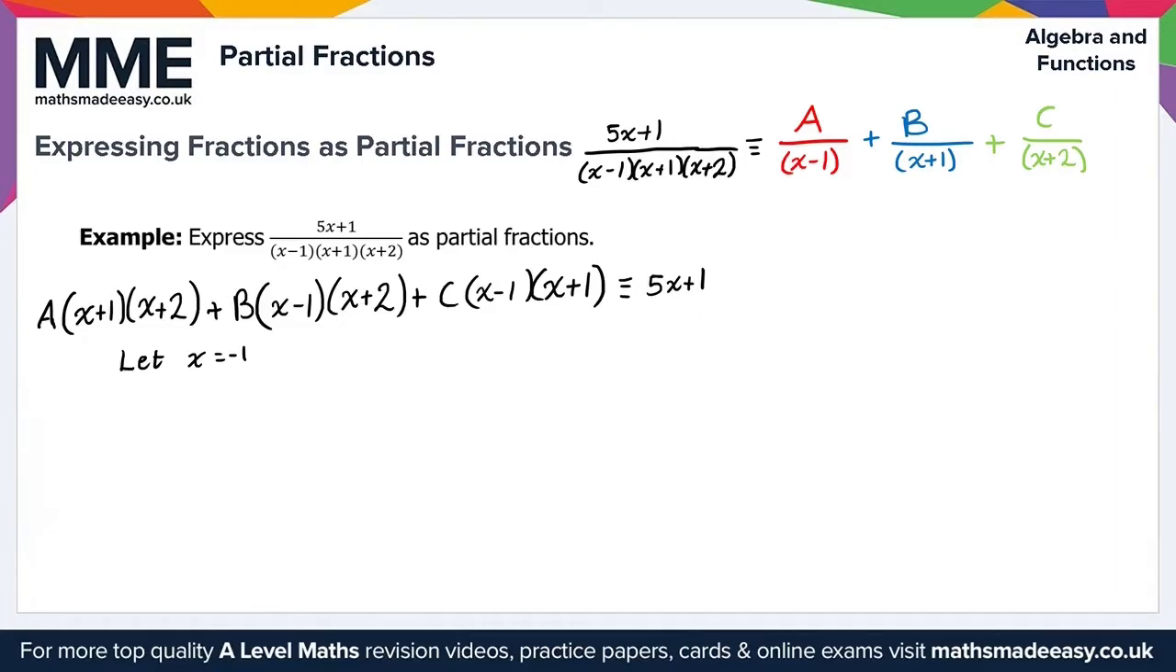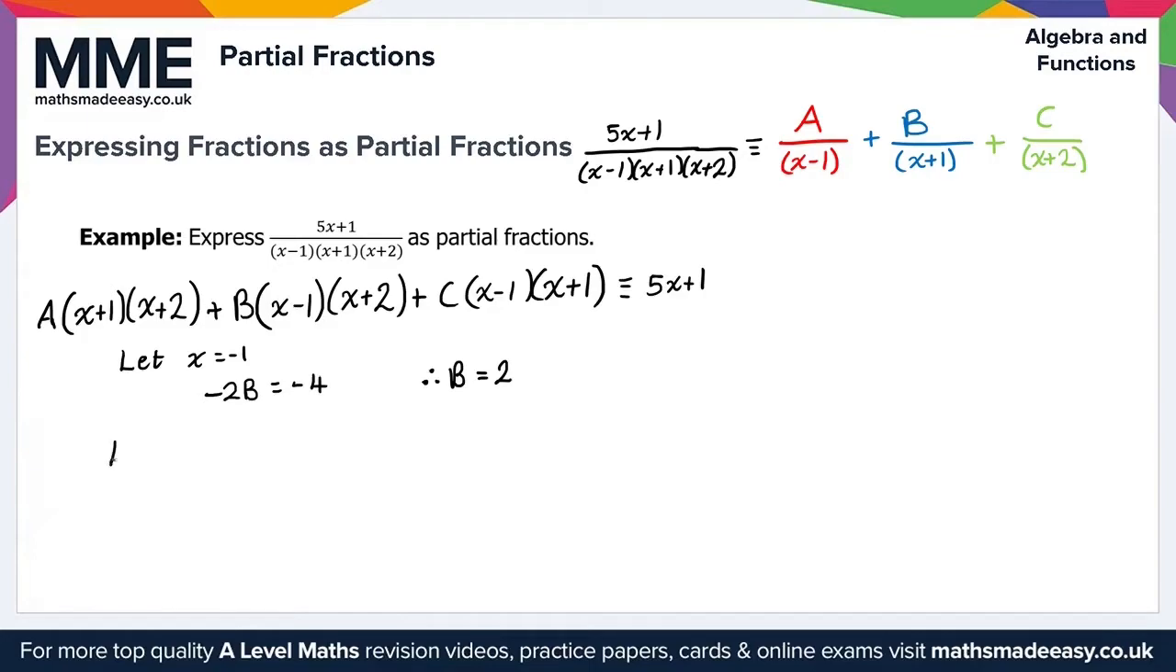Well in that case, we obtain -1 minus 1, giving us -2, and then -1 plus 2, giving us 1 there. So we obtain -2b, and this is going to be equal now to 5 times -1, giving us -5 plus the 1, giving us -4. So -2b is equal to -4, so therefore b is equal to 2. And we just repeat this now 2 more times to obtain a value for a and a value for c.